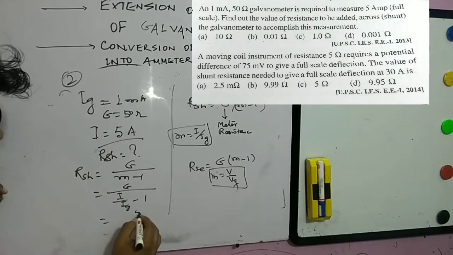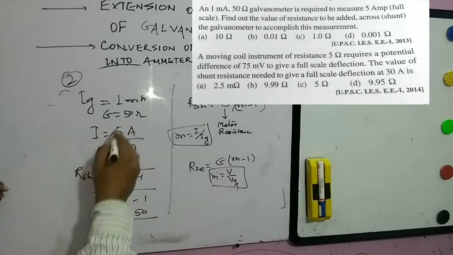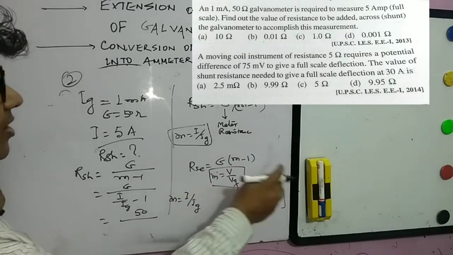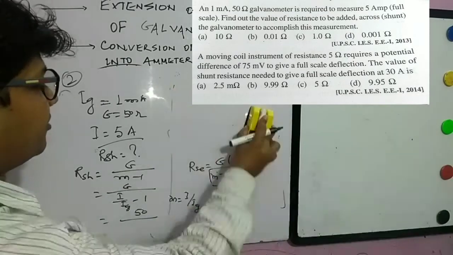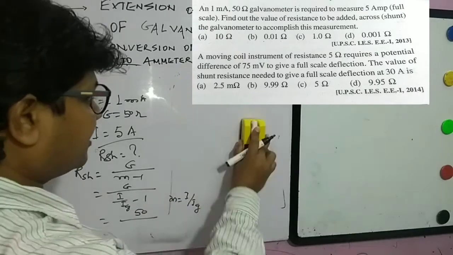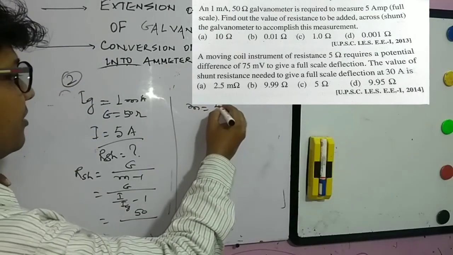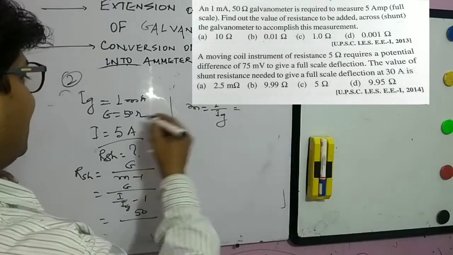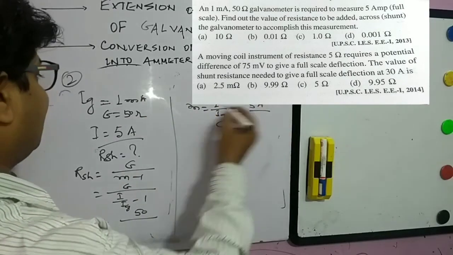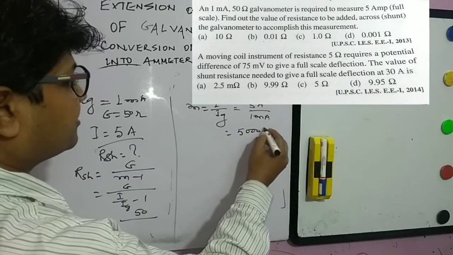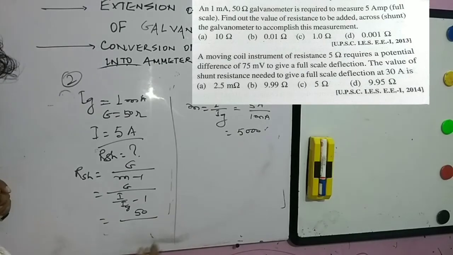So what is the value of G? G is 50, and 50 divided by M. What is M? M is equal to I by Ig. Now I am rubbing this formula, later on you can check it. So M is equal to I by Ig. I is 5 ampere and Ig is 1 milliampere, so this will be equal to 5000. M is equal to 5000.